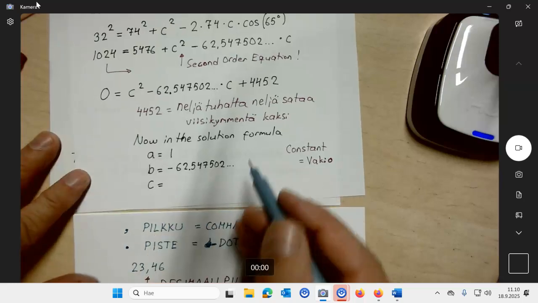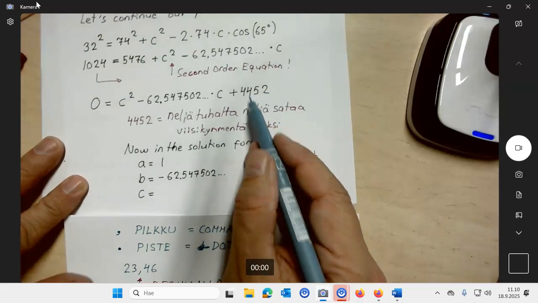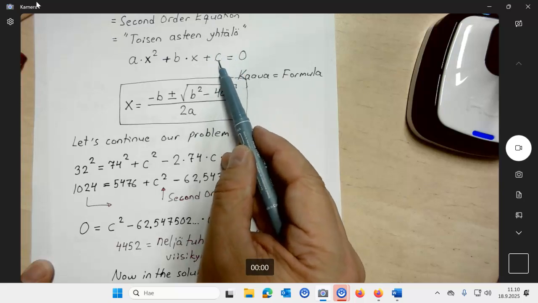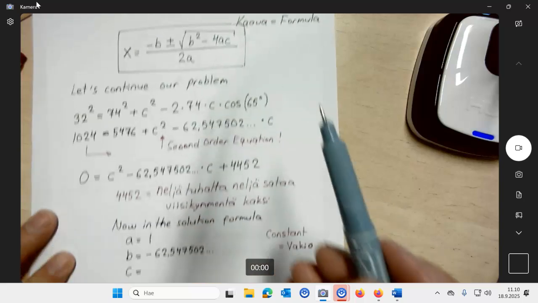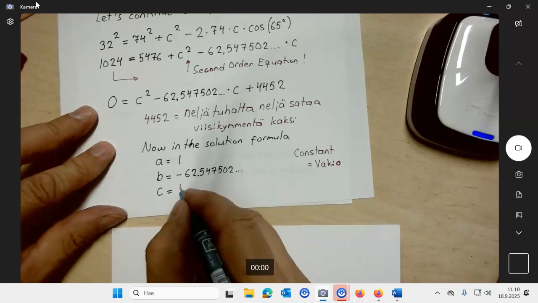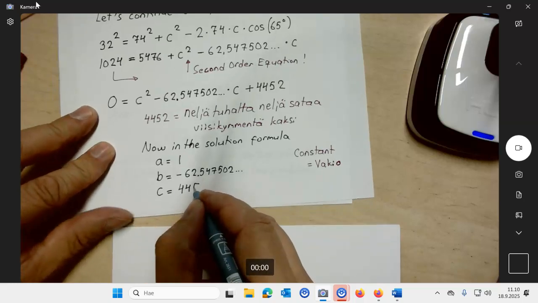This C here was the constant term in this equation. It was the part where there are no x's after the number. So here we have this constant value, 4, 4, 5, 2.